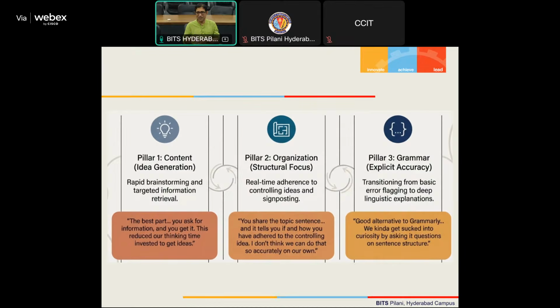The last one is grammatical accuracy. So we are talking about a good, attentive alternative to Grammarly. "We kind of get sucked into curiosity by asking questions on sentence structure." Sometimes you ask, "Is this sentence structure correct?" And if it says no, then you ask them why. So you have an interaction there. You learn some kind of explicit knowledge of grammar. You develop your explicit understanding of grammar, which is not a bad thing. It's good.